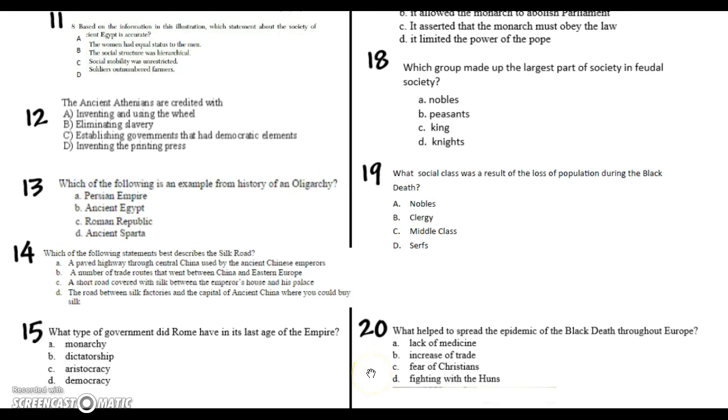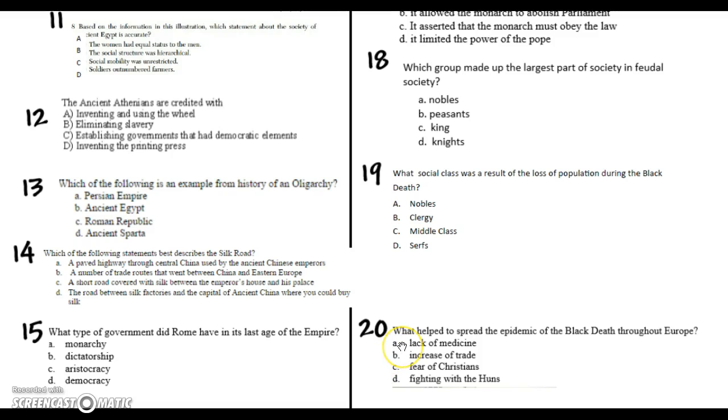Number 13. Which of the following is an example from history of an oligarchy? A. The Persian Empire. B. Ancient Egypt. C. The Roman Republic. D. Ancient Sparta.